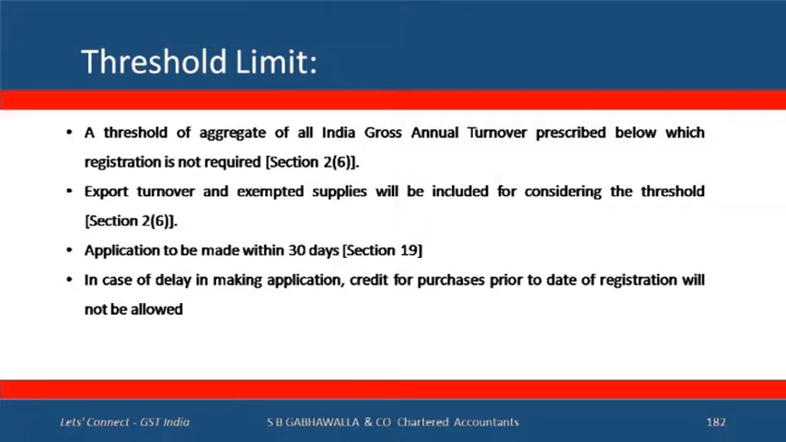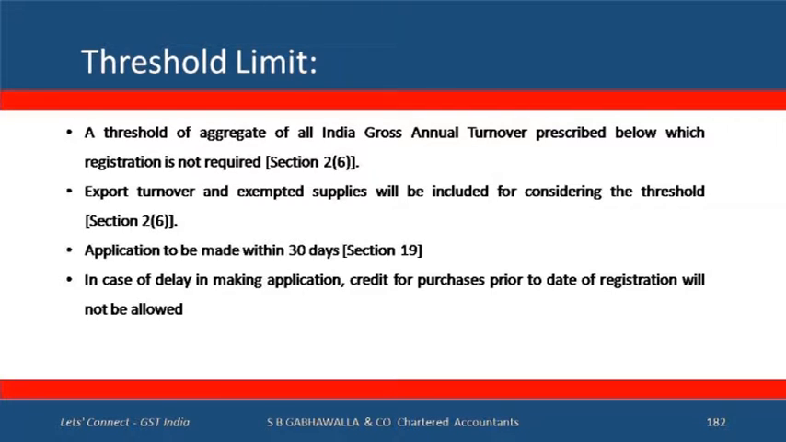Yeah, threshold. We then move on to the threshold limit. A threshold of aggregate all India gross annual turnover is prescribed, below which registration shall not be required. Subsection 6 of section 2 states that export turnover and exempted supplies will also be included while considering this threshold limit. Please note that the threshold is 10 lakhs all India. Application for registration should be made within 30 days from crossing this threshold limit.